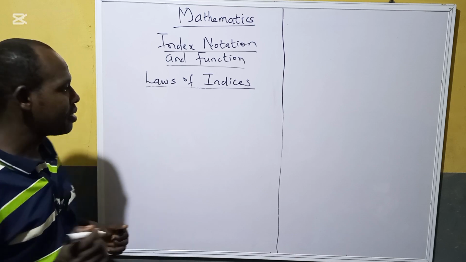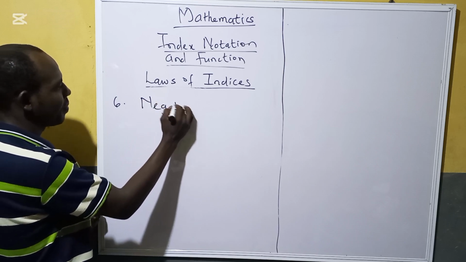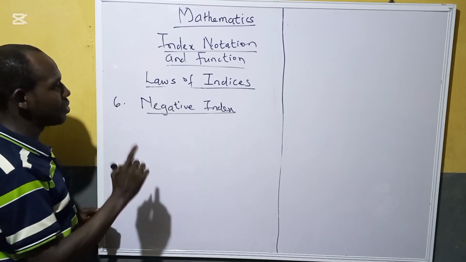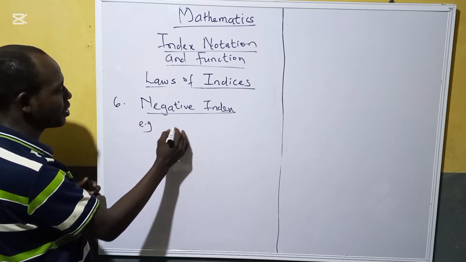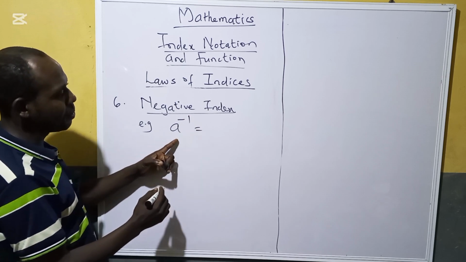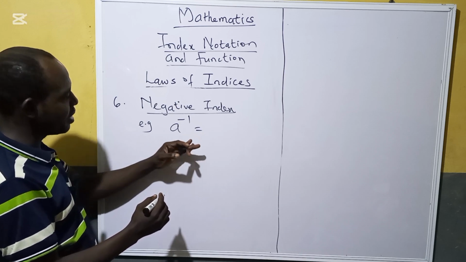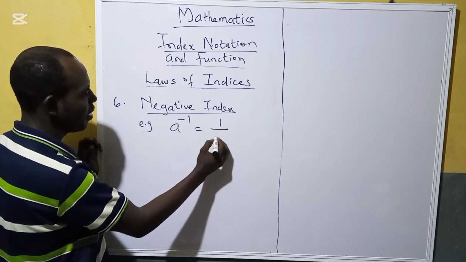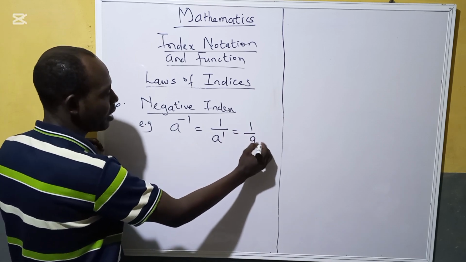So let's take the 6th law, which is called negative index. Now, this law simply says that when you have a number or a factor raised to the power of a negative index, then you take the reciprocal of the number, then the base is now raised to the positive power. So you have a raised to power minus 1, which is simply 1 over a.